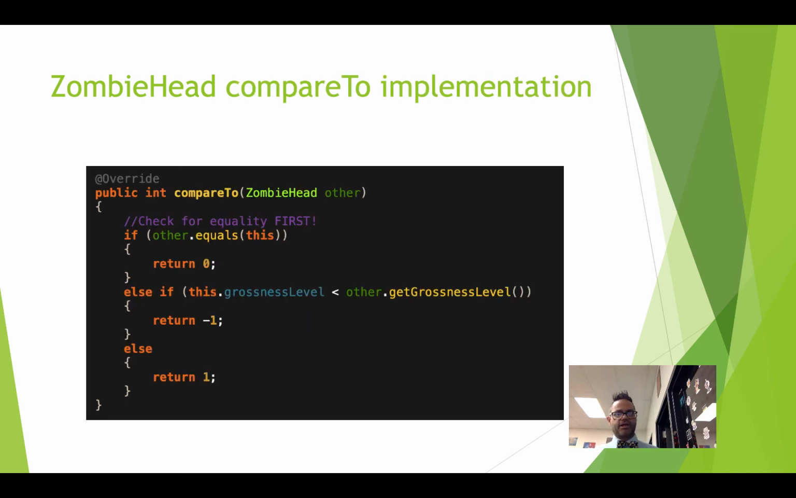Then we have our updated implementation of that, so we can do the compareTo method. Now, in the ZombieHead compareTo method, we want to make sure that we're giving a value that's either going to be a positive value, a 0, or a negative value.